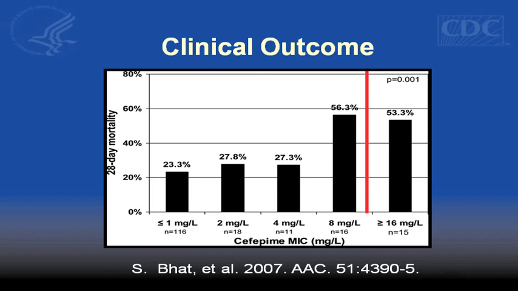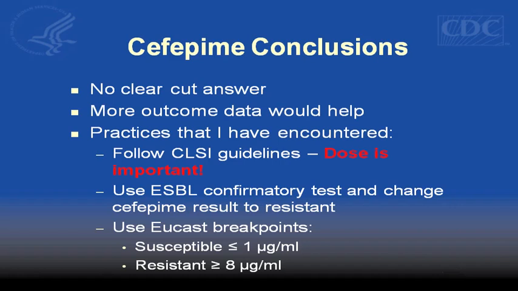The problem with these data are that half of the patients who had the isolate with an MIC of 8 were treated with dosages of cefepime that were lower than the dose at which the breakpoint was set. So it's unclear whether those outcome data apply to these new breakpoints. But in general, this has caused a lot of people concern. And there have been a couple of different ways of responding. So I think to resolve this issue, more clinical outcomes data would be very helpful.